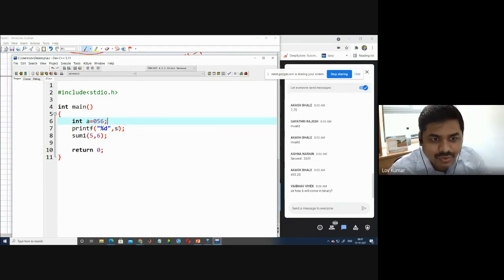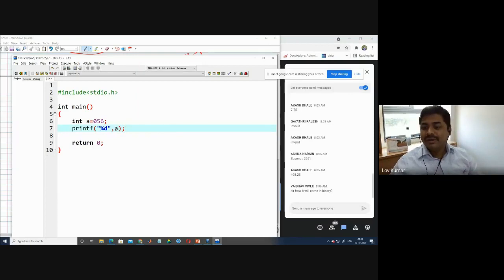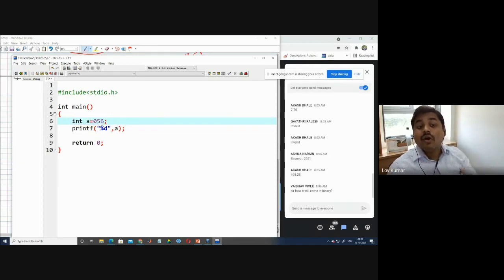Can you tell me what value it will print? Anyone? What value will it print? If you are going to print this value of A, what value will it print? Okay, if you are writing int A equal to 056, it means basically you have written the number in octal format.